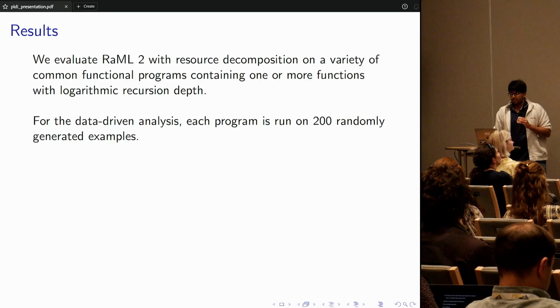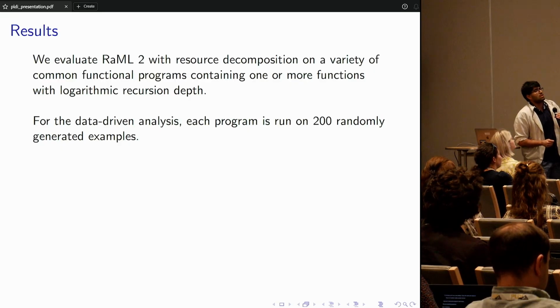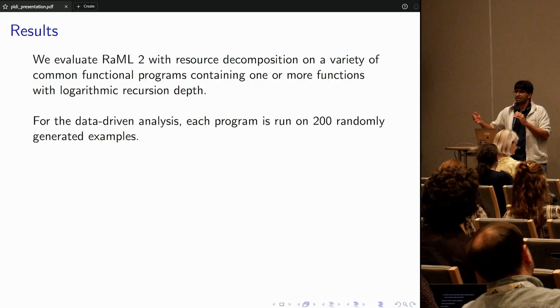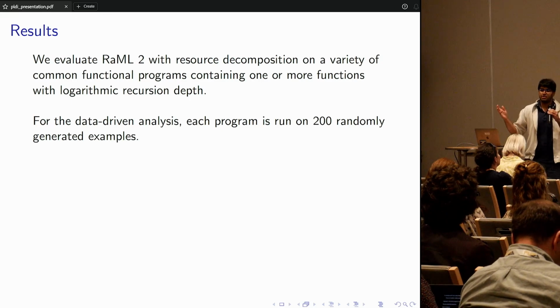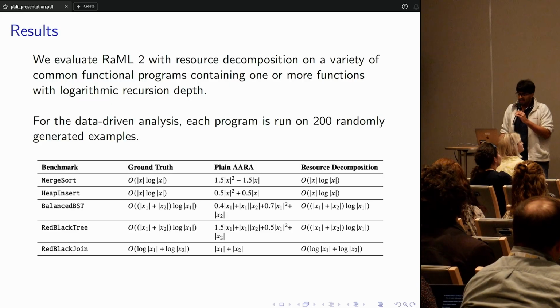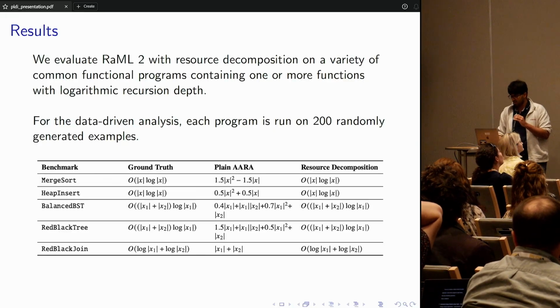So for the evaluation, we choose a number of common functional programs which contain one or more functions with logarithmic recursion depth. And we run the data-driven analysis with 200 randomly generated samples. And on each of them, we are able to derive a tight bound that happens to be sound.